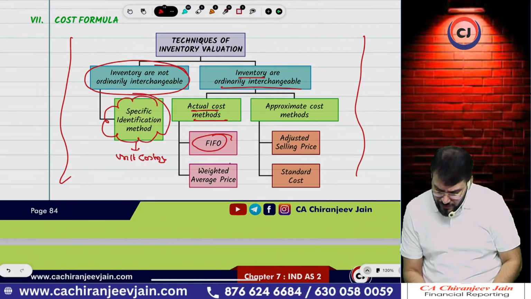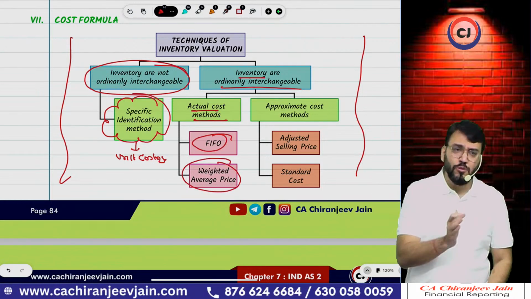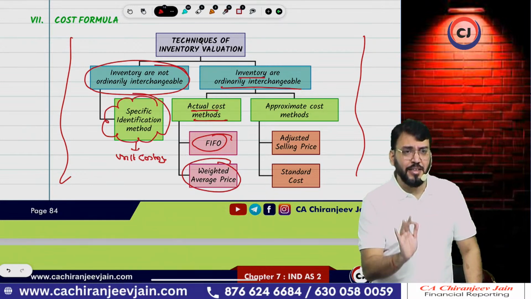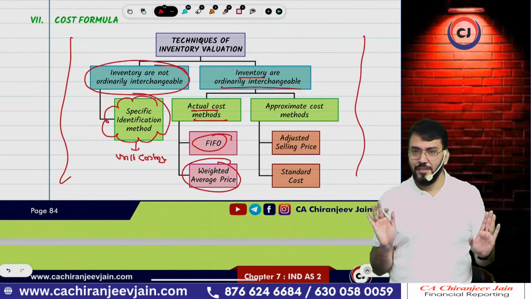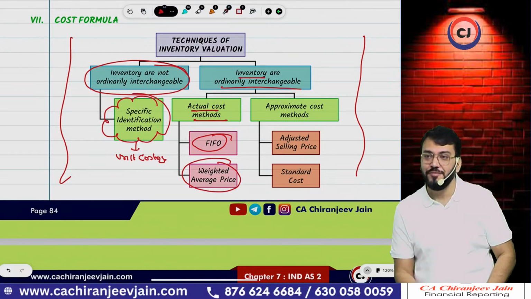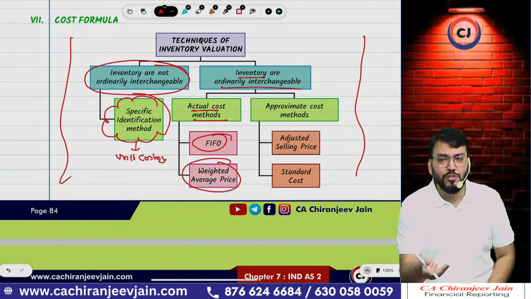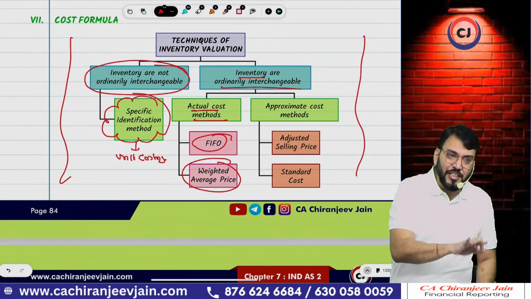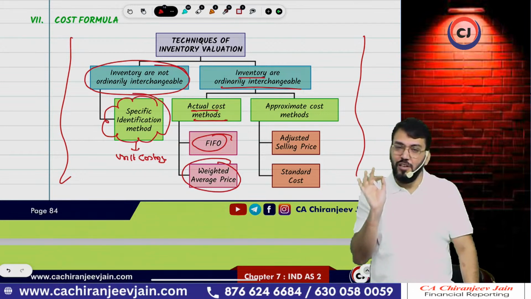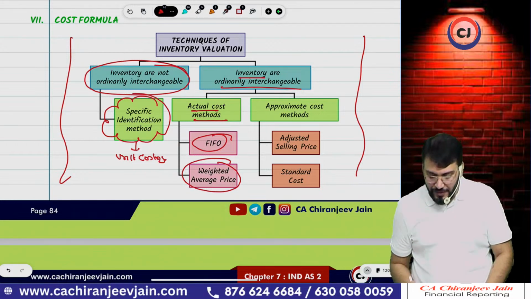Of course, you know this. If you don't know, go to CA Foundation level and learn there. I will not teach you what is FIFO and what is weighted average cost price, as this is CA Final level. Of course, you know that LIFO is not applicable both as per AS 2 as well as Ind AS 2. Only FIFO and weighted average cost price method.